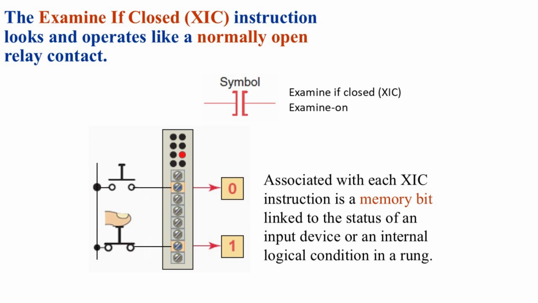The XIC instruction is used when we want logic to continue only if a certain bit is true. It's functionally equivalent to a normally open contact in relay logic. Each XIC corresponds to a specific memory bit, typically linked to a physical input or an internal relay. When that bit is set to 1, the XIC allows current or logic to pass through its rung. When the bit is 0, the logic path is broken, just like an open switch.